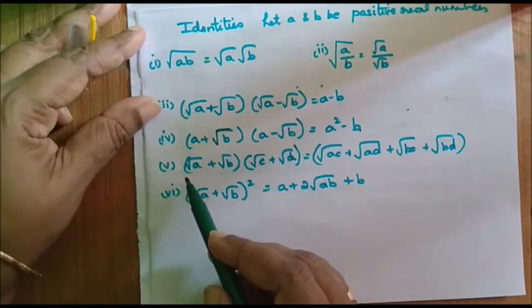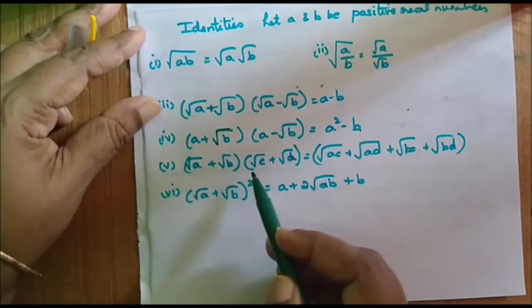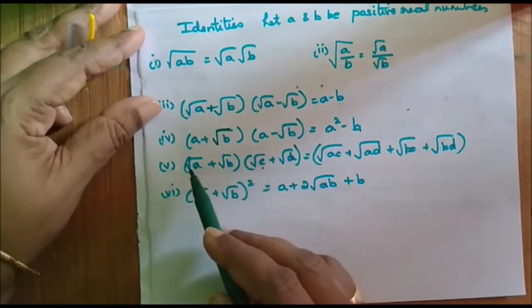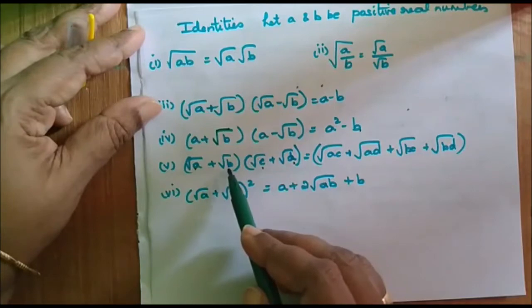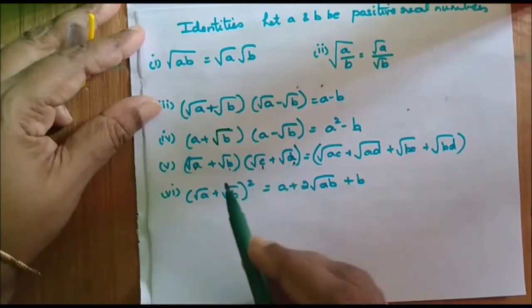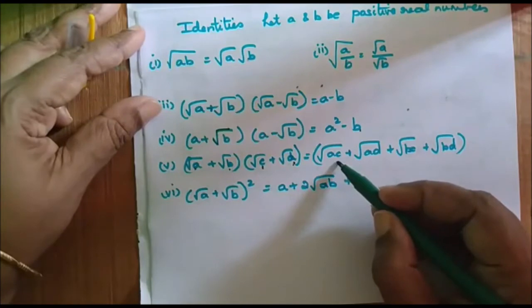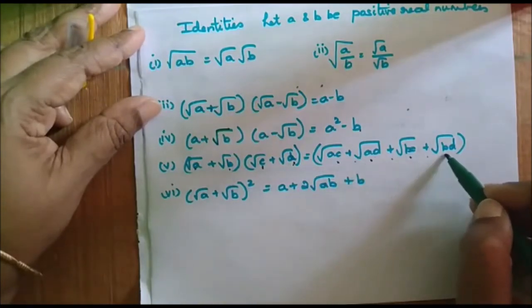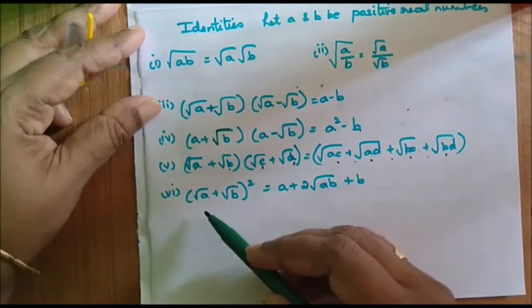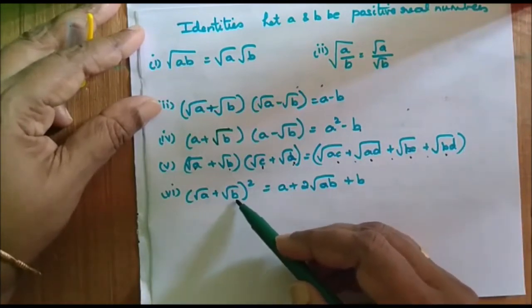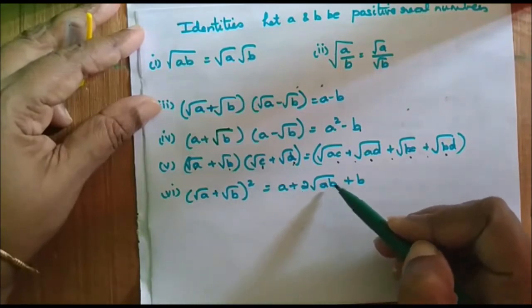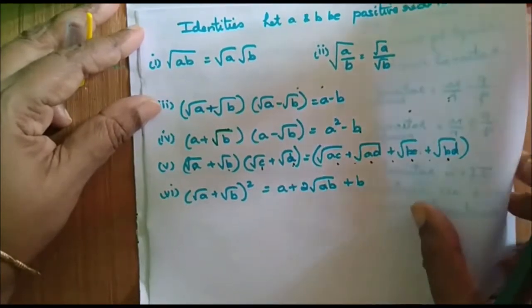Now, the multiplication of (root A plus root B) into (root C plus root D). First, we will multiply root A with root C, then root A with root D. Then we will multiply root B with root C and root B with root D. So, what do you get? Root of AC plus root of AD plus root of BC plus root of BD. Now another identity is (root A plus root B) the whole squared is equal to A plus 2 into root of AB plus B. I hope you get how we got all these identities.